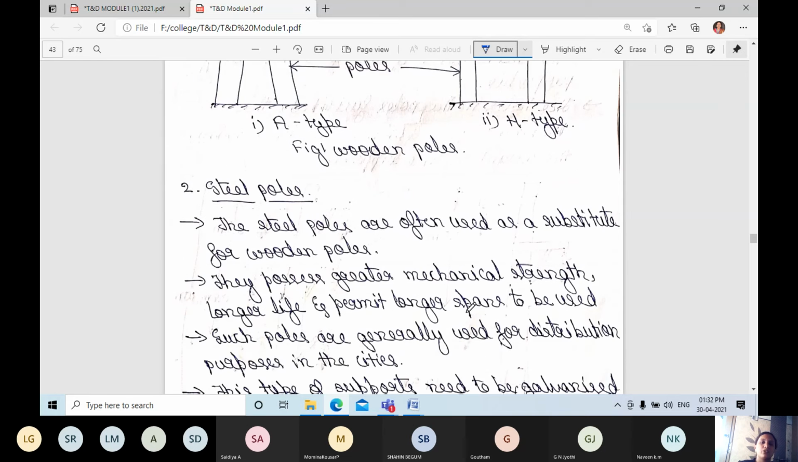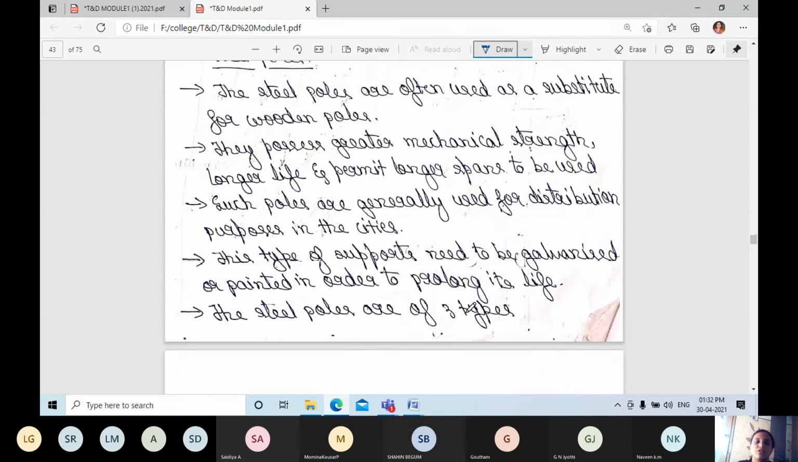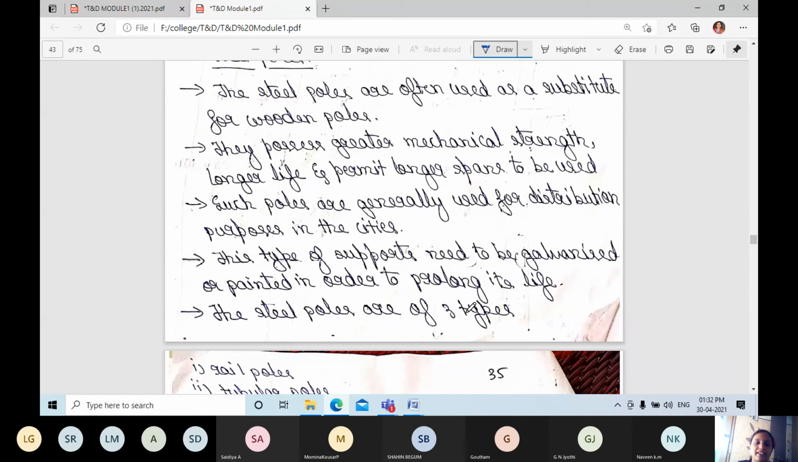Next is steel poles. Steel poles are often used as a substitute for wooden poles, somewhat more advanced. They possess greater mechanical strength, longer life and longer spans, and are generally used for distribution purposes in cities. This type of support needs to be galvanized or painted in order to prolong its life.